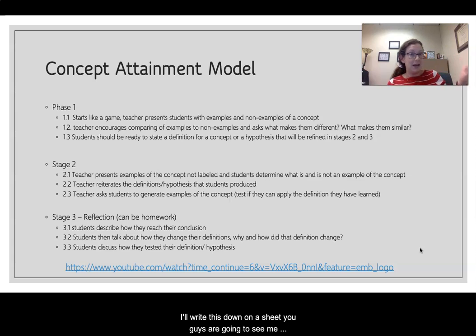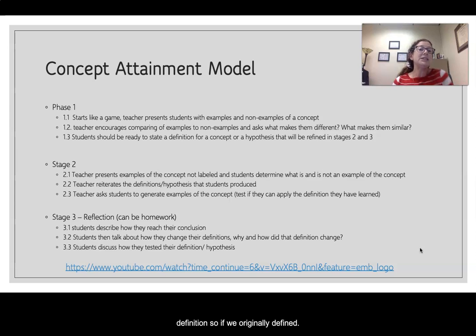And I'll write this down on a sheet. You guys are going to see me model this in class today. Then I'm going to present examples of the concept, not labeled, and students determine what is and what is not an example of the concept based on your original definition. So if we originally defined that all living things have to be able to move, then I might show you a picture of a car moving and say, is this living? And then I might show you a rock rolling down a hill and say, is this living?